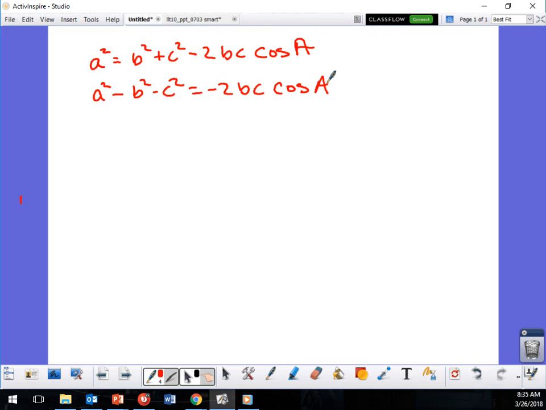What's the operation right there? Multiply. Multiply, very good. How do I undo a multiplication? Divide. Divide, very good. I'm going to divide both sides by the negative 2BC. Yep. So that's going to take care of that.